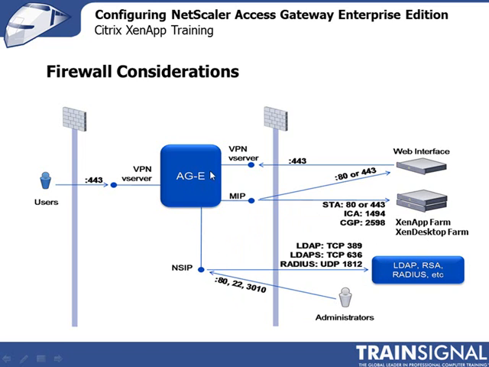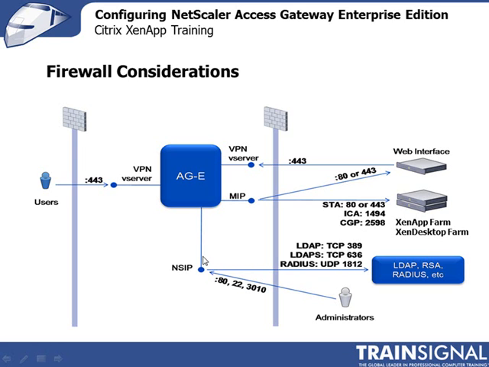Now, from the NetScaler itself to the inside, you will need the following if you're trying to configure LDAP, LDAP secure, RADIUS, and so forth, RSA, whatever the case might be. That is also coming through the NetScaler IP address. So all authentication comes through the NetScaler IP address. So these are the ports that you would need to have open.